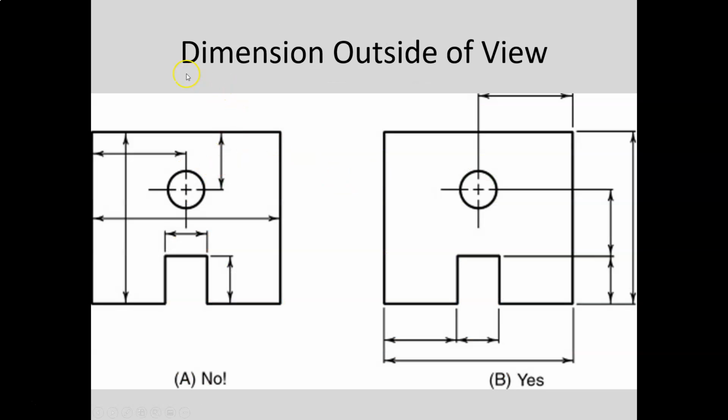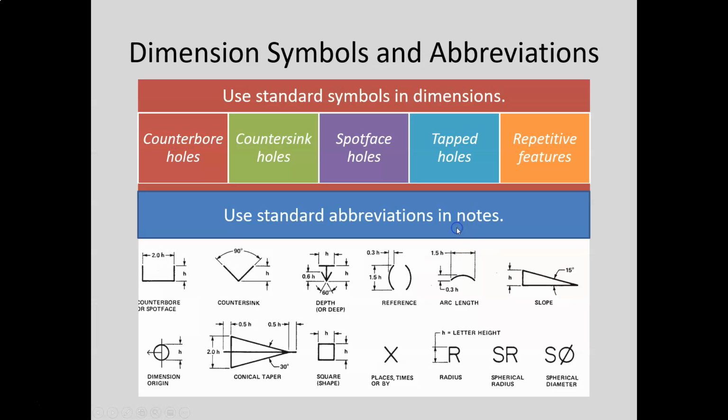We also want a dimension outside of the view. So we don't want dimensions here. This is bad. We want dimensions here outside of the drawing view. We use standard symbols in dimensions. That includes the counterbore symbol, countersink, spot face, tapped holes, and repetitive features. Like I said, AutoCAD does these symbols for us, so we don't have to generate them ourselves, which is great because that would be really a pain.